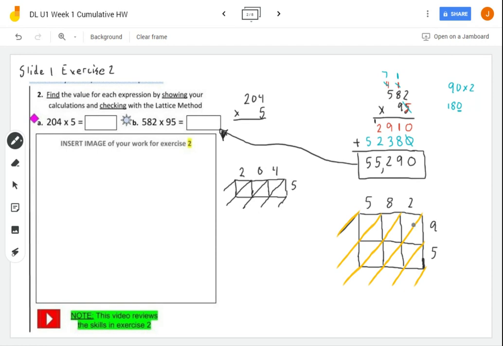Now, the great thing about lattice method is even though it looks complicated and it takes some time to be able to draw it well, once you're able to set it up, it actually is a lot easier than this. This involved a regrouping and keeping track of the regrouping, and it involved these placeholder zeros, which get more and more as you go further down if you add more and more digits.